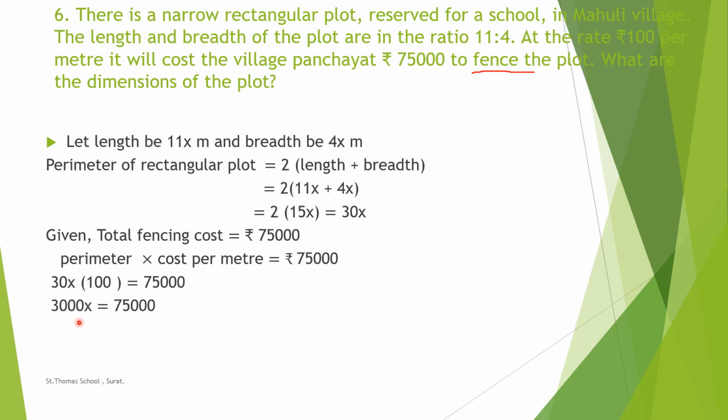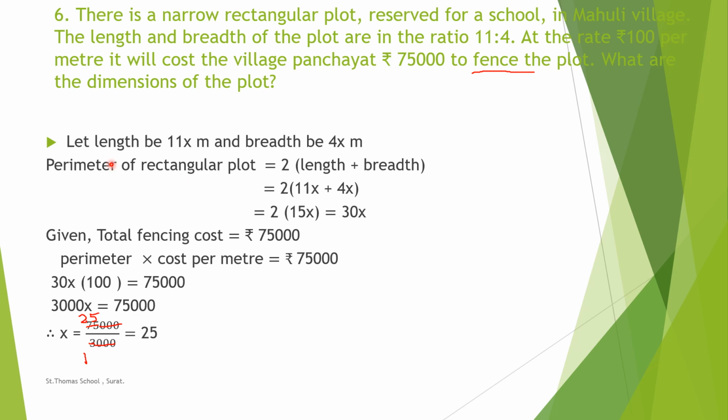We have to find the value of x. So x is equal to 75,000 by 3000. This is the multiplication. If it comes here, it becomes division. Now we can cut. 30 and 30 cut, and here 3 ones are 3, and here 25 threes are 75. Now what is the value of x? x is equal to 25.